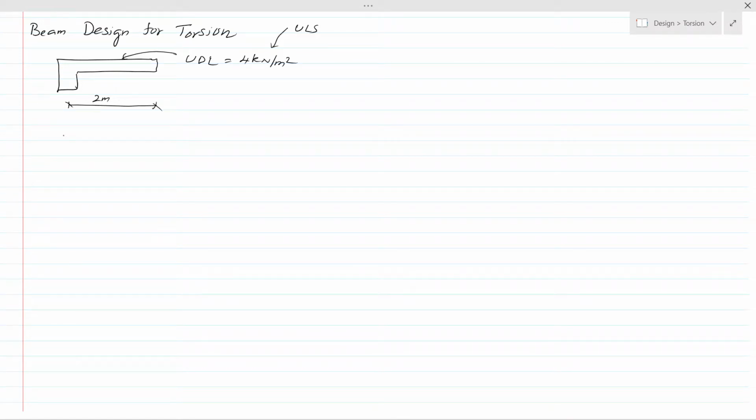Today we are going to discuss beam design for torsion. A cantilever beam having a uniformly distributed load of 4 kilonewtons per meter squared is considered for this. The span or the cantilever length of the beam is 2 meters. Beam dimensions are 600 and 300.